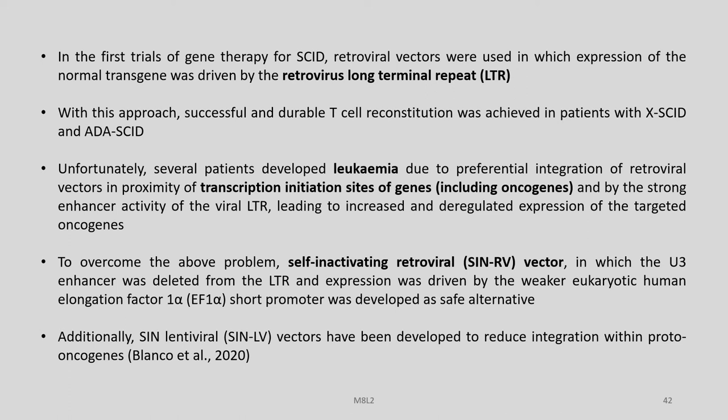targeted oncogenes. To overcome the above problem, the self-inactivating retroviral vector, SIN-RV, in which the U3 enhancer was deleted from the LTR and expression was driven by the weaker eukaryotic human elongation factor 1 alpha, EF1 alpha short promoter, was developed as a safe alternative.